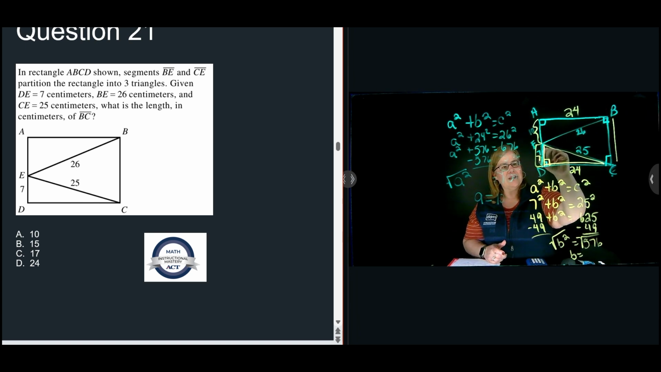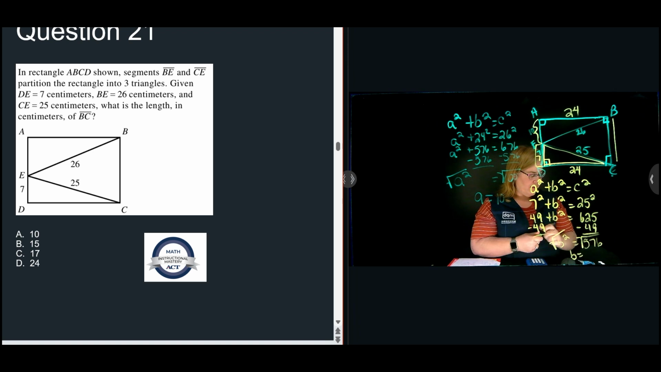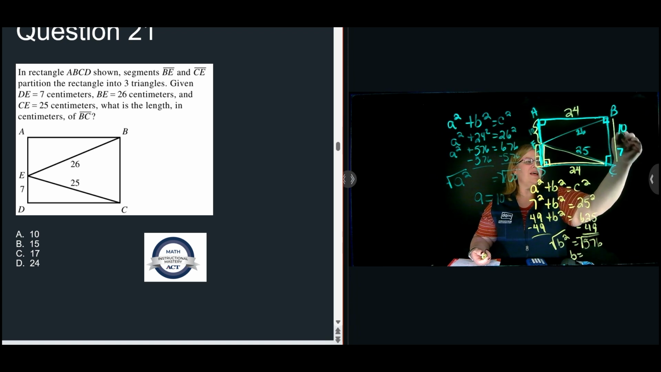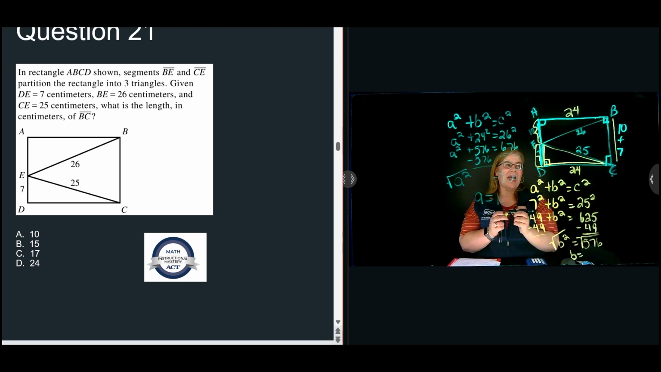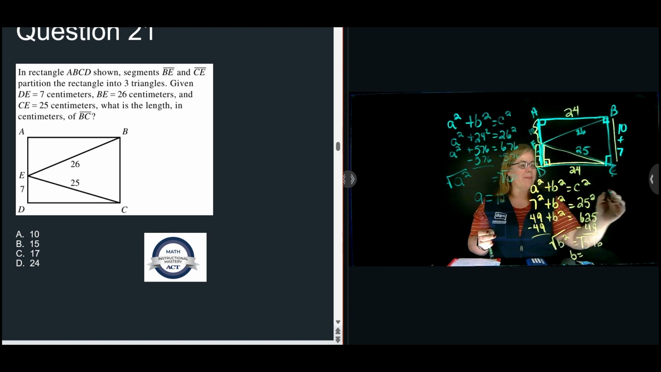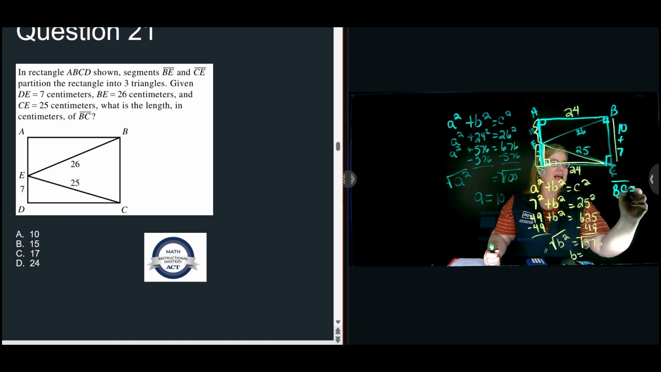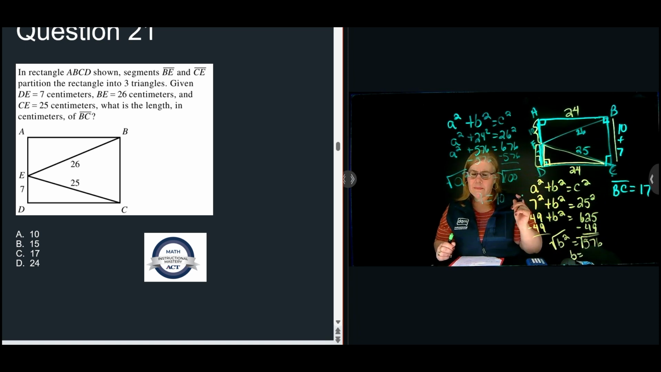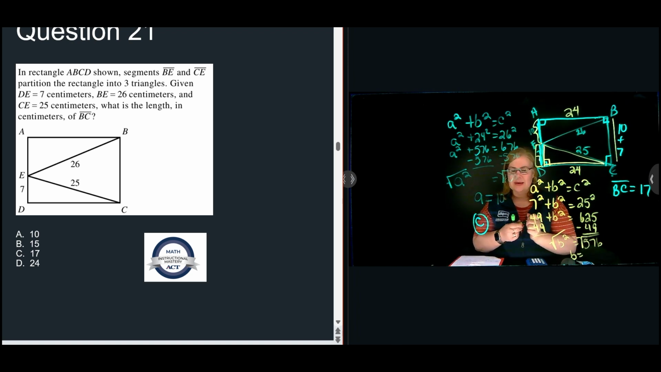So from here to here, let me get a different marker. From here to here is 7, and from here to here is 10. I add those together, and that side from B to C equals 17. So what is my answer? My answer is going to be C. Good job, guys. It's going to be C.